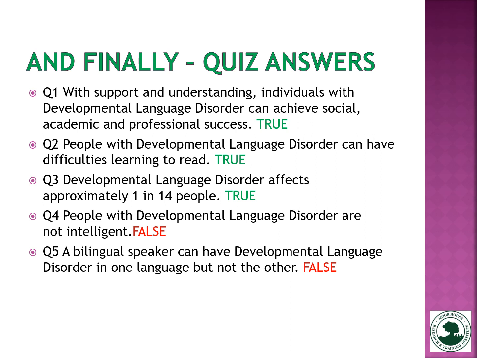And finally, the quiz answers. Question 1. With support and understanding, individuals with developmental language disorder can achieve social, academic and professional success. True. Question 2. People with developmental language disorder can have difficulties learning to read. True. Question 3. Developmental language disorder affects approximately 1 in 14 people. True. Question 4. People with developmental language disorders are not intelligent. False. Question 5. A bilingual speaker can have developmental language disorder in one language but not the other. False.